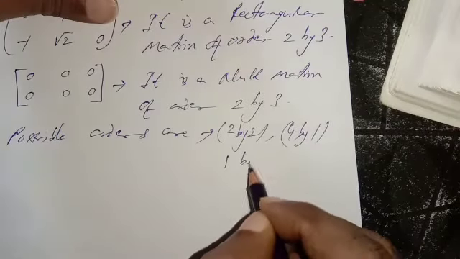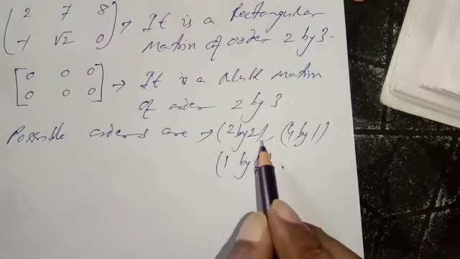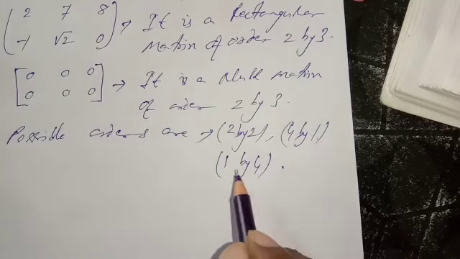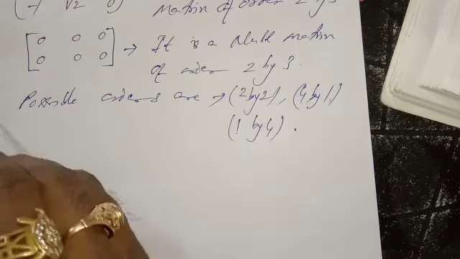Just see. For the first one, the order will be 2 by 2, 4 by 1 or 1 by 4. 2 by 2 means 2 rows and 2 columns. Next, 4 by 1 means 4 rows and 1 column, and 1 by 4 means 1 row but the number of columns is 4. This is the possible order for number 2, first part.